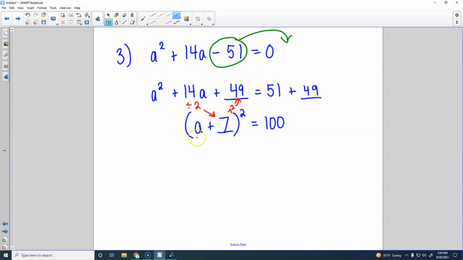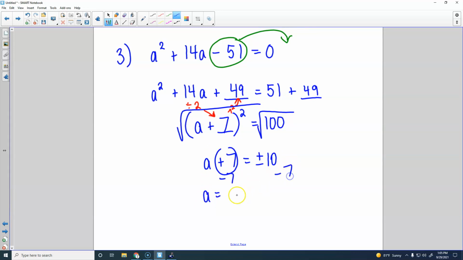Okay, so if I'm solving a plus 7 squared equals 100, I could square root both sides. And so when I square root the square, I just get a plus 7 equals, what's the square root of 100? 10. But what do I need in front of it if I square root both sides? Plus or minus 10. And so the 7 needs to be moved over to the other side, so I would subtract it. So I got plus or minus 10 minus 7.